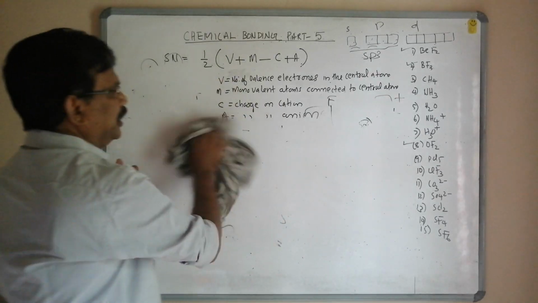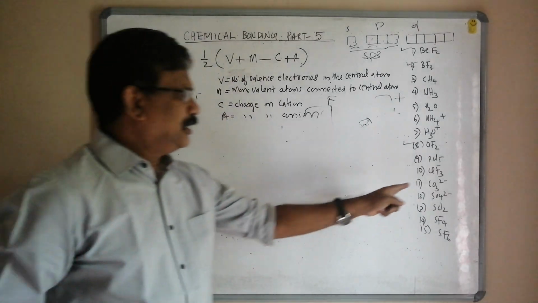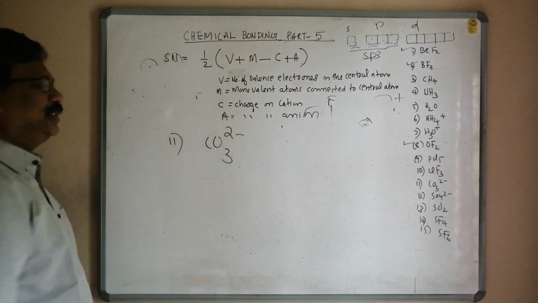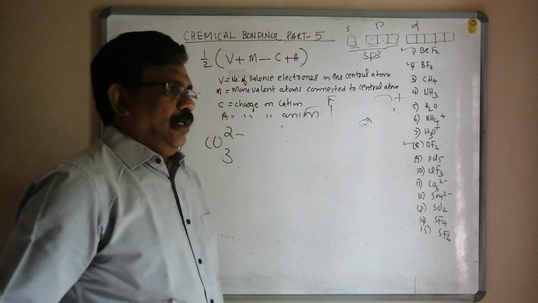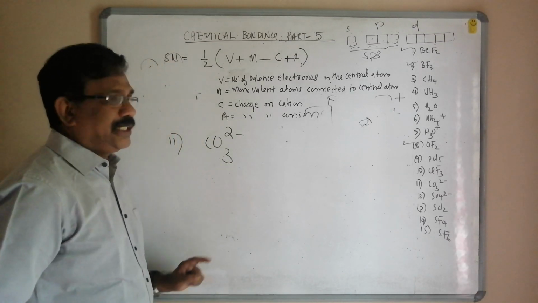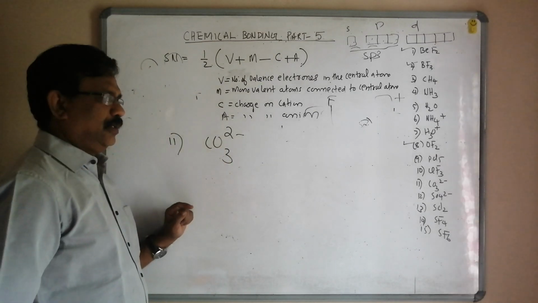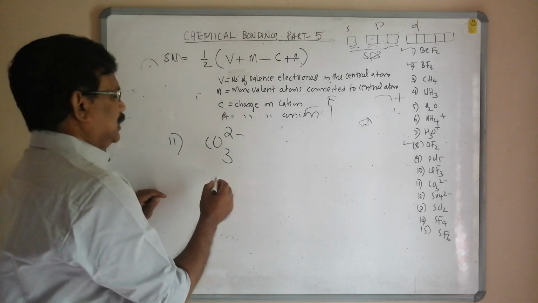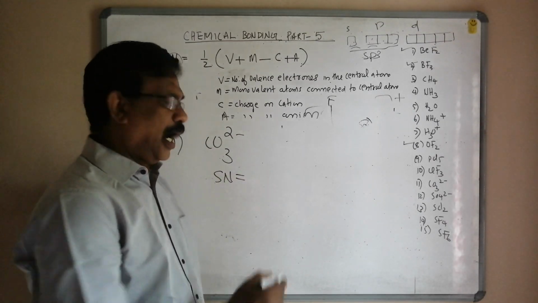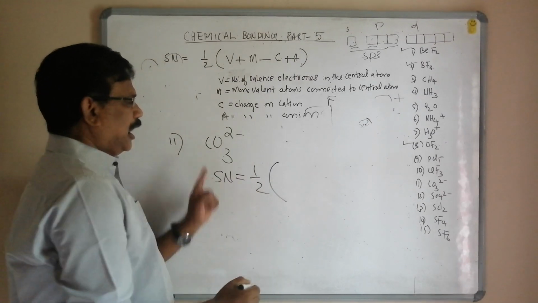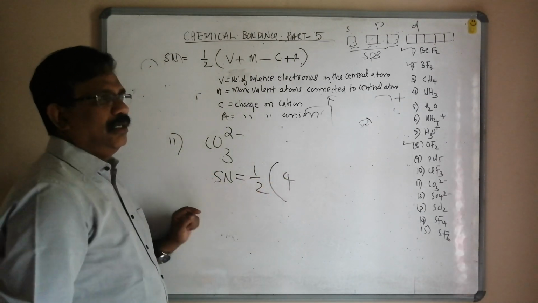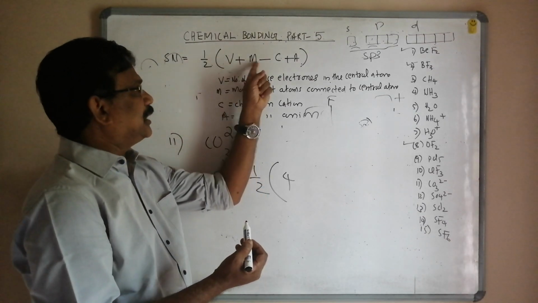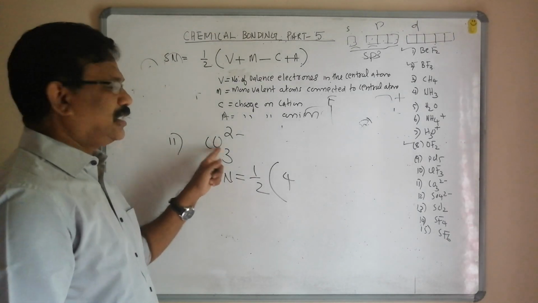Hybrid orbital total, steric number. So next CO3 2 minus, carbonate ion. Carbonic acid H2CO3, potassium carbonate K2CO3, carbonate anion. So the number of hybrid orbitals around the carbon, that is steric number, is equal to half into: carbon 4 electrons in the valence shell. Number of monovalent atoms, oxygen is bivalent.